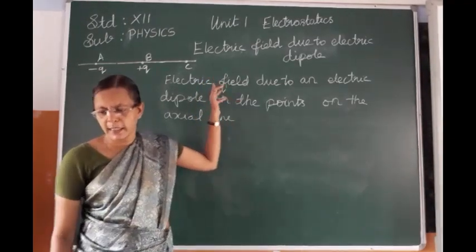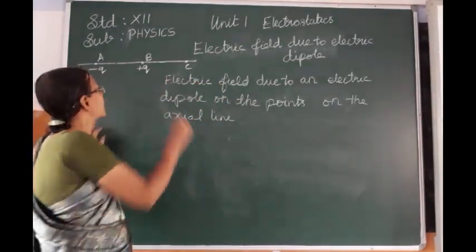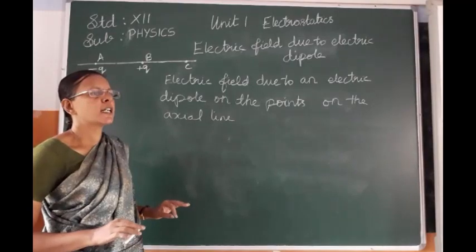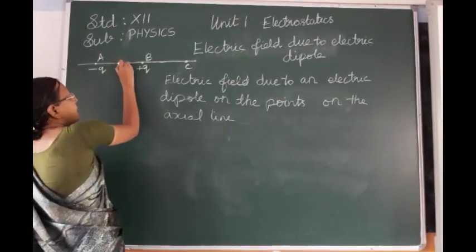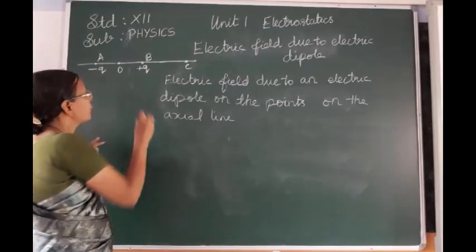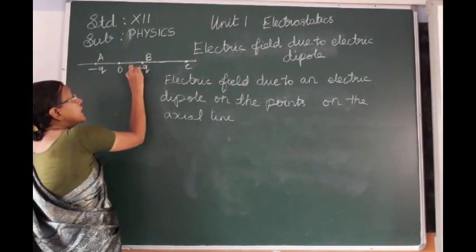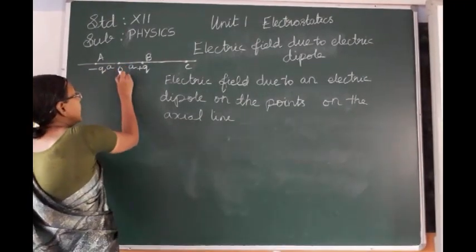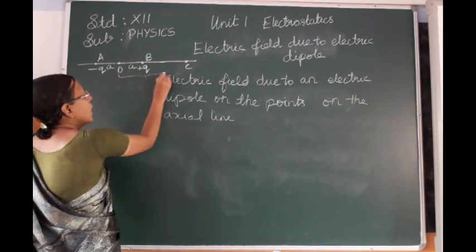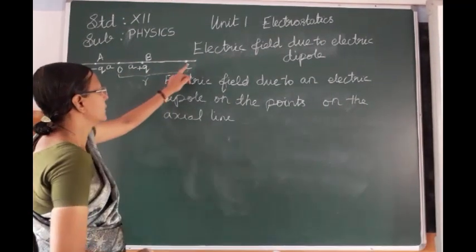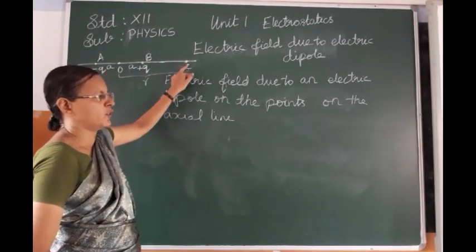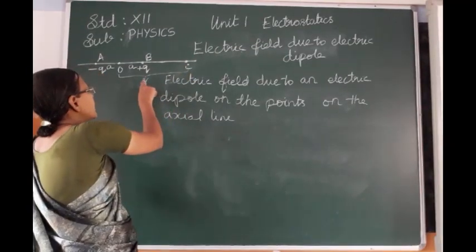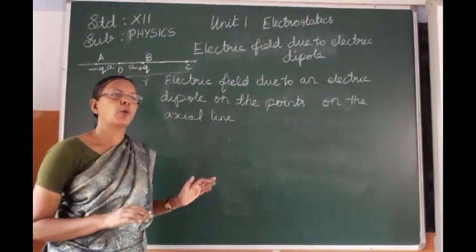Okay. The point in that axial line, that I am saying as C. Because of these two charges, both are equal charges, separated by a small distance. This is the midpoint O. From this midpoint O, plus Q is at a distance A, minus Q is at a distance A. But this C is at a distance R. The point we located in the axial line is at a distance R from the midpoint O.